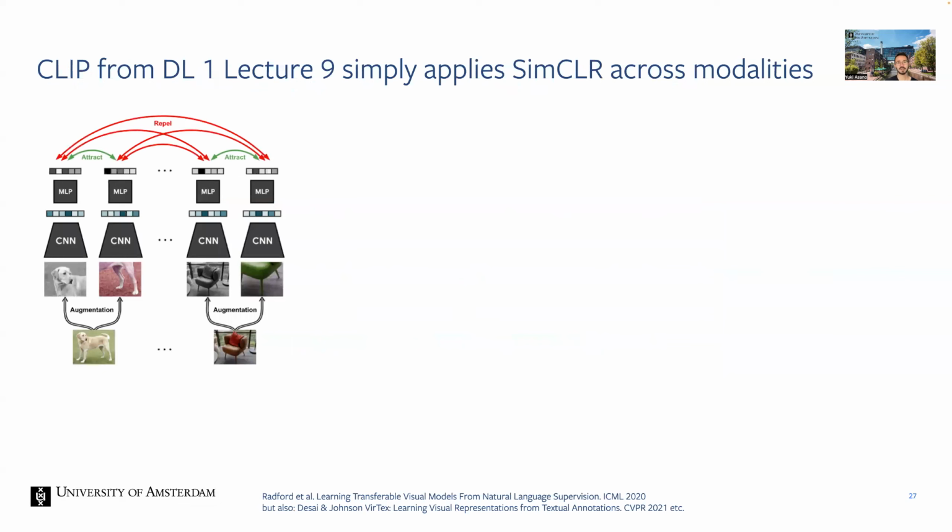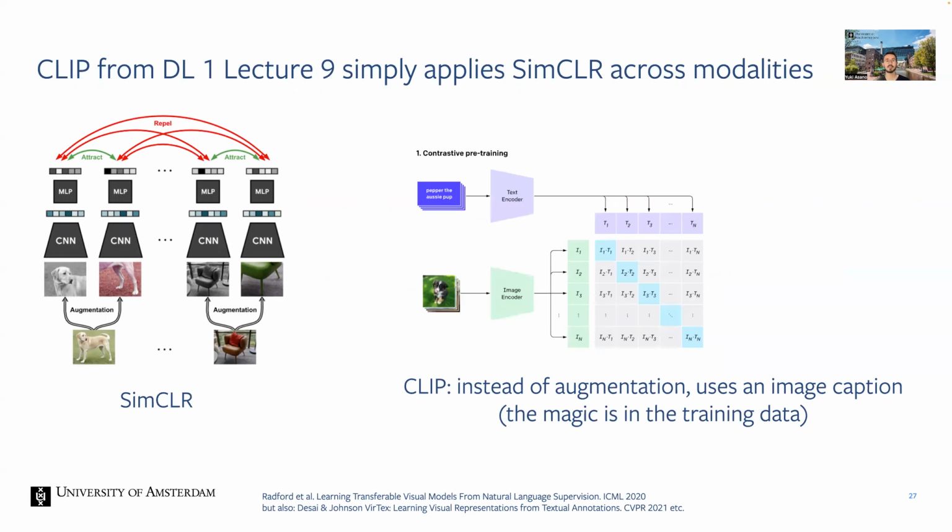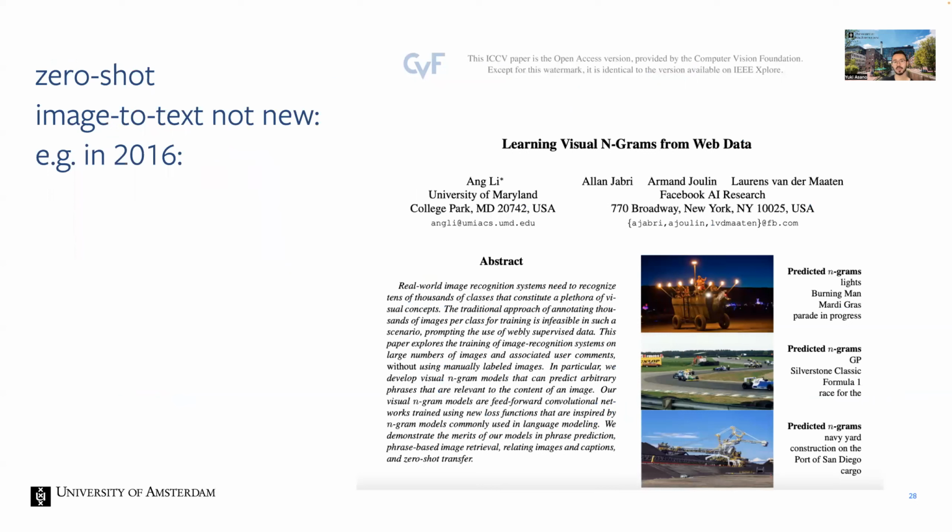All right, so the first thing that we've also briefly covered in Deep Learning 1, is going from SimCLR to CLIP, where CLIP, instead of using an augmentation of an image, simply uses the image caption. And the magic, of course, lies in the training data and the scale. So CLIP was trained using 400 million image-text pairs that were fairly clean, at least we assume, because the models that were obtained are really good and actually are available. And then it was able to do zero-shot image-to-text learning, which I'll talk about in a bit.